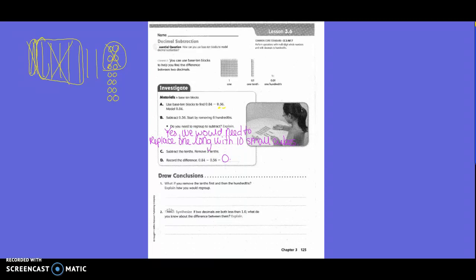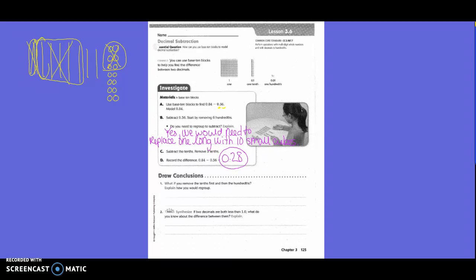How many longs do I have? 2. I have 2 longs. And how many small blocks do I have? 8, because I got rid of 6, right? So my answer would be what? 28 hundredths.